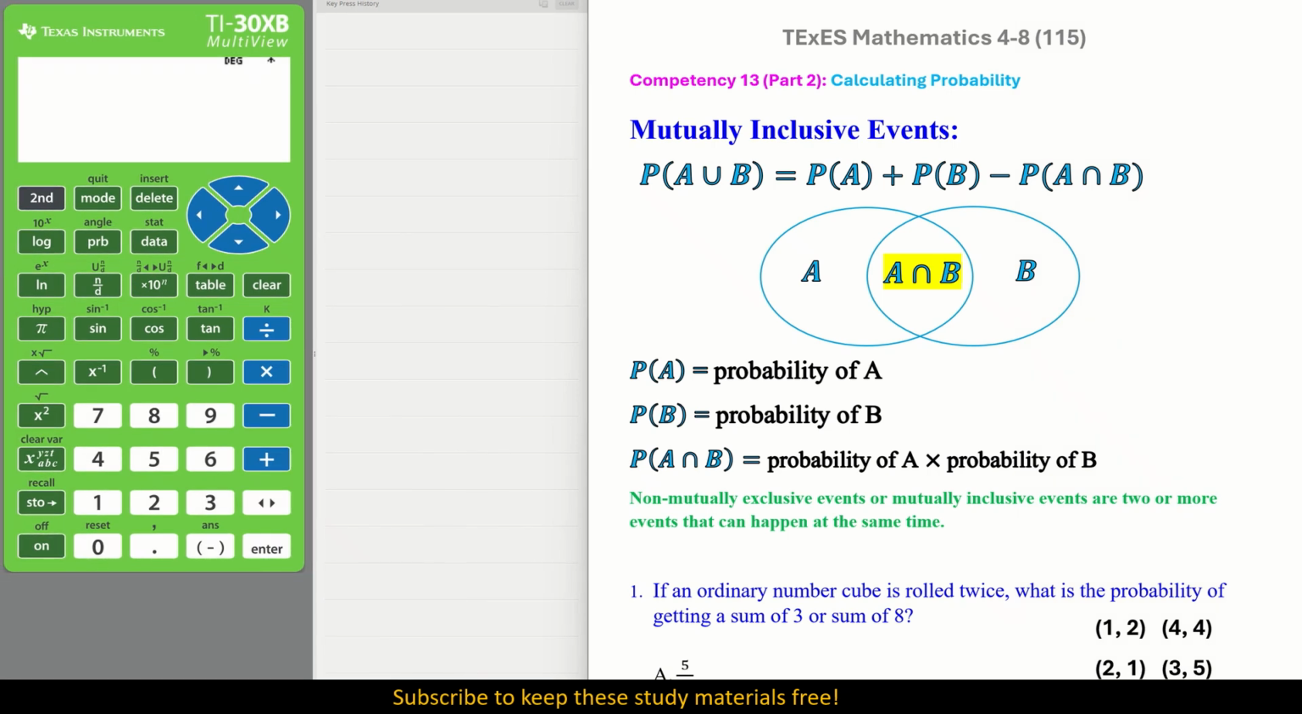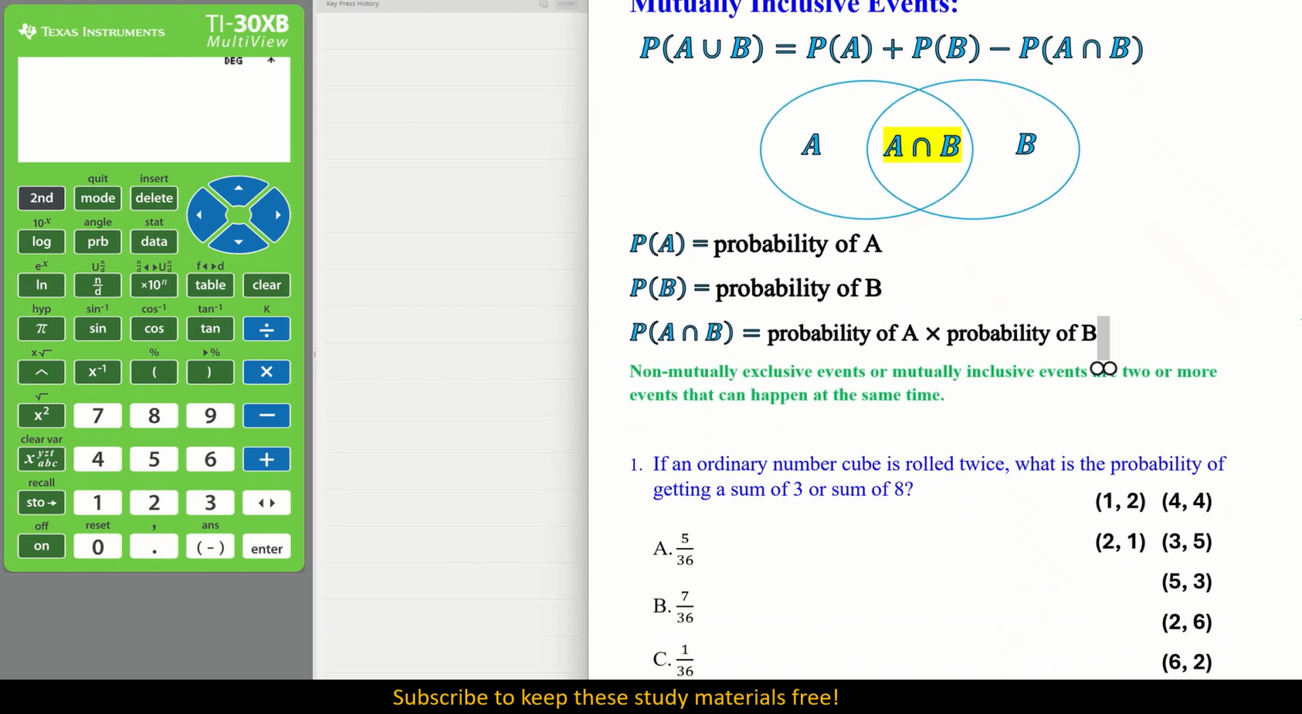As we move along, we will discuss if each situation is mutually inclusive or exclusive, and do we need to use the precise formula given that we see here? Okay, let's look at number 1.